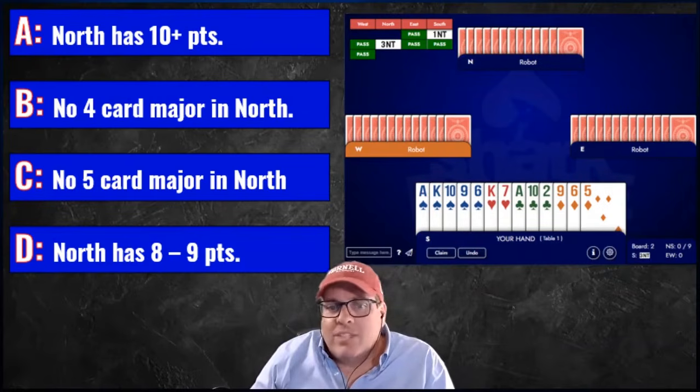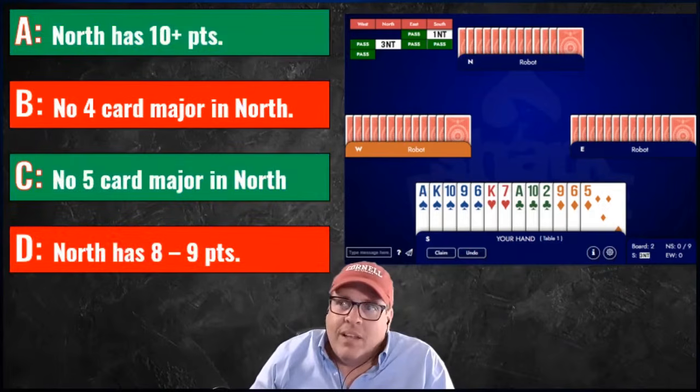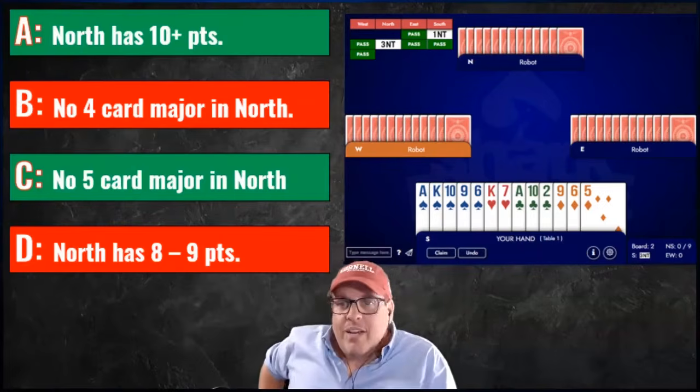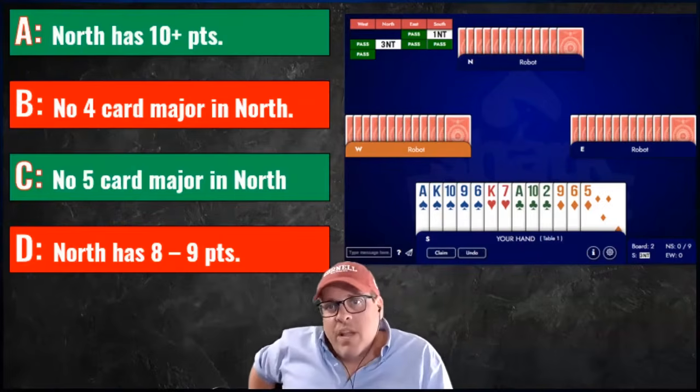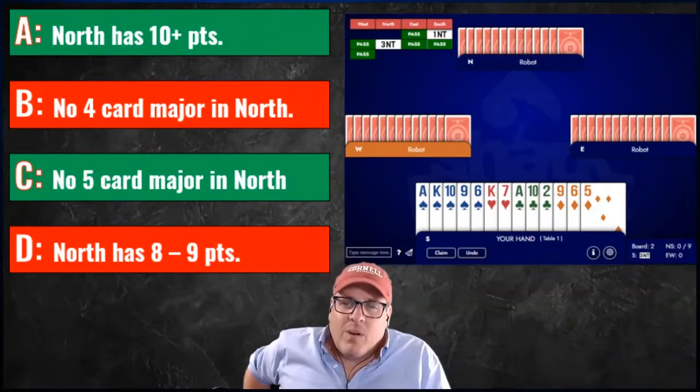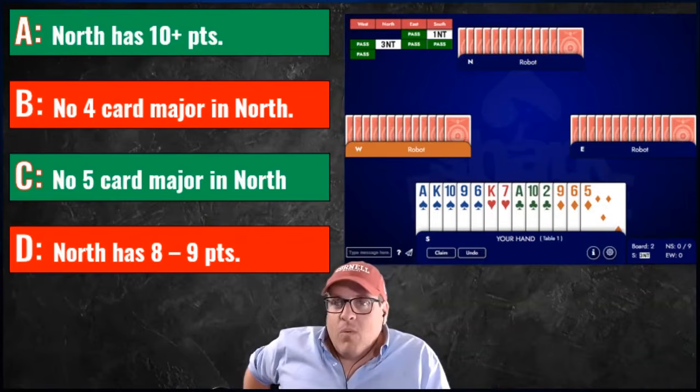All right. So here we go. Those are the truths. North has at least 10 or more points, and North cannot have a 5-card major. How the heck can they have a 4-card major, though? Does that seem to make sense? Why is that not true? And recognize D definitely can't be true because North bid game. Why the heck is B not true?